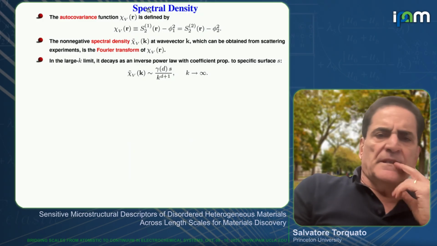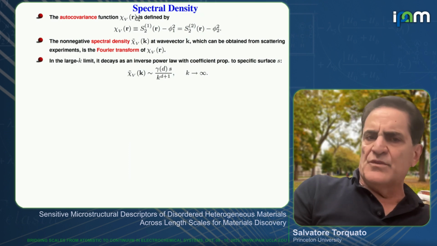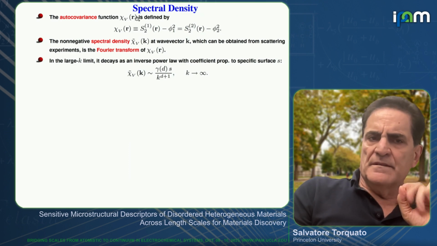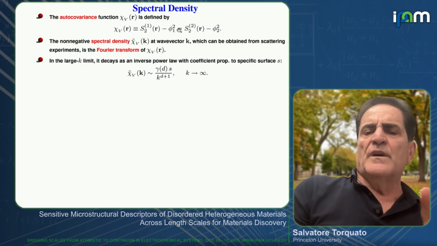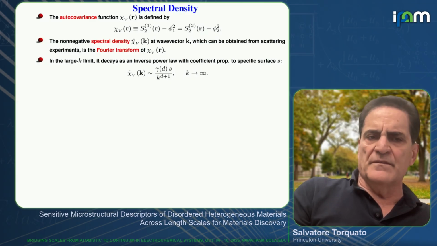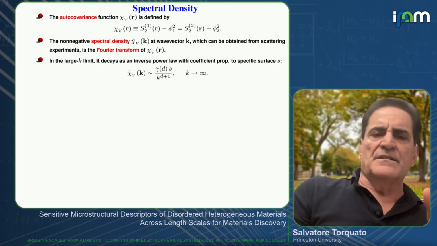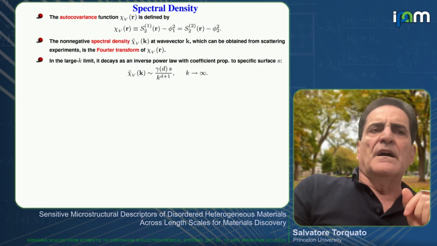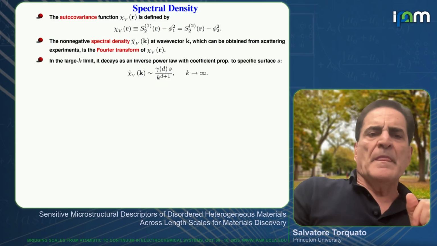Now, the spectral density comes from the two-point probability function that I mentioned earlier. The autocovariance function is just this two-point probability function minus the square of the long-range value of the two-point function. That's called the autocovariance function. And if you take the Fourier transform of that, that's the spectral density. Basically, you can think of this as the Fourier transform of the image squared, okay?